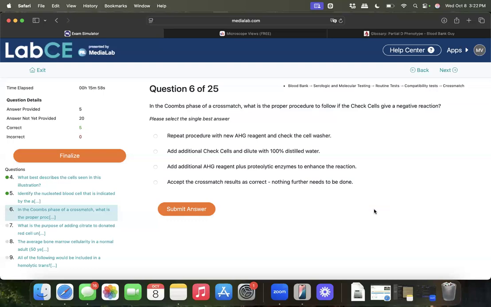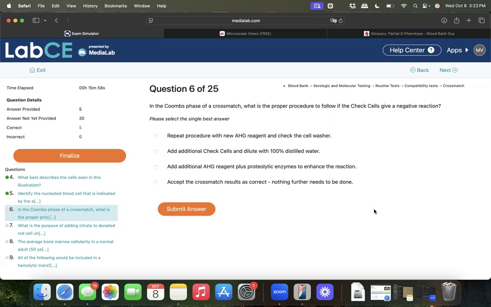So if the check cells are negative, I'm not accepting my results as okay, nothing further needs to be done. No, no, no. I need to repeat it for sure because I messed up somewhere. Adding additional check cells is not going to change anything.